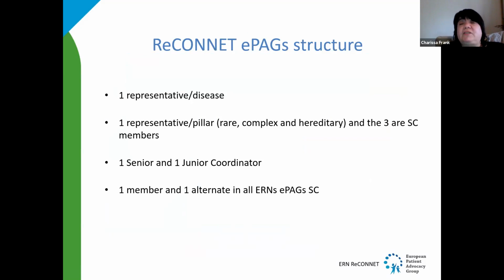Our ePAG structure is, we have 1 representative per disease, a representative per pillar. For rare, complex, and hereditary will also represent the whole pillar, and these representatives are also part of the steering committee. Then we also have to manage the whole ePAG, 1 senior and 1 junior coordinator. And then as well, we have 1 member and 1 alternate participating in the steering committee from the ePAG.